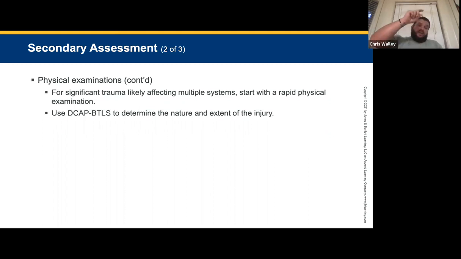And I will put head, DCAP-BTLS, and then I will use a little positive symbol for D, for deformities, negative for the rest of BTLS. I'm very descriptive in that because remember, you got to remember these charts for years to come.